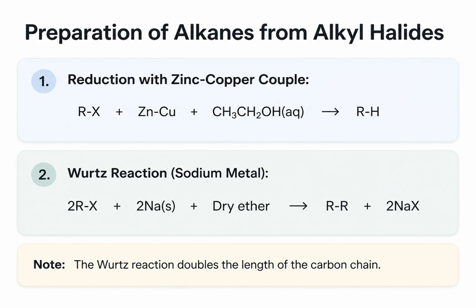Let us begin with the preparation of alkanes from alkyl halides, also known as haloalkanes. There are two primary methods here. First, reacting an alkyl halide with a zinc-copper couple in the presence of aqueous ethanol reduces the halide to an alkane. Second, we have the Wurtz reaction. By reacting an alkyl halide with sodium metal in dry ether, we couple two alkyl groups together. This is a fantastic synthetic route when you need to exactly double the length of your carbon chain.